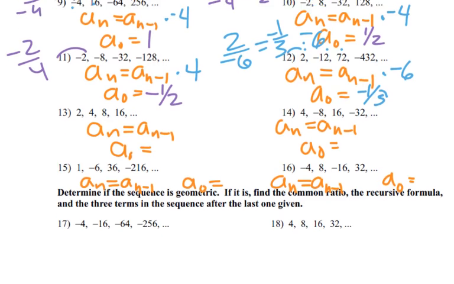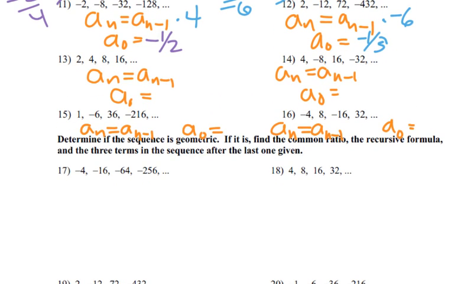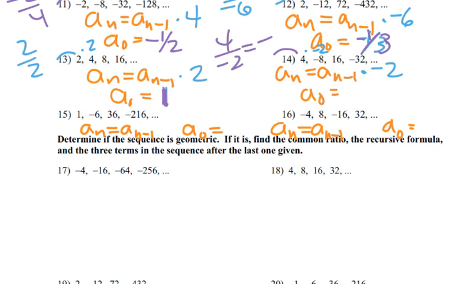Okay, 13, 2, 4, 8, 16, times them by 2. Going backwards, 2 divided by 2 would give us 1. 14, and I'm forgetting to do it in my certain colors, aren't I? I think I'm cool and do different colors and then I always forget. So 4 to negative 8 to positive 16, times them by a negative 2 there. So going backwards, 4 divided by negative 2 gives me a negative 2.